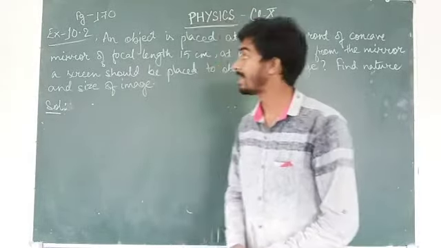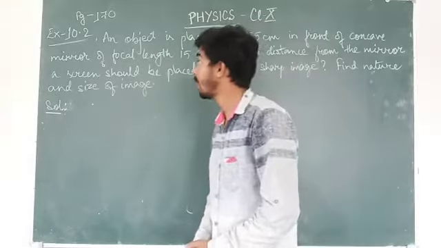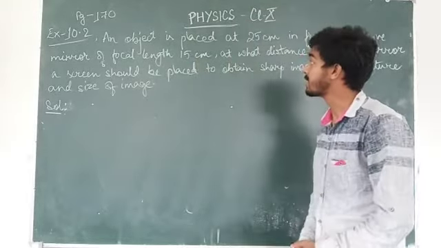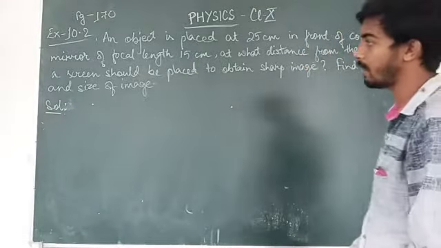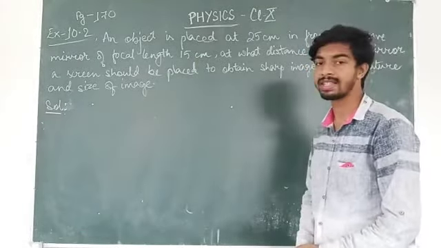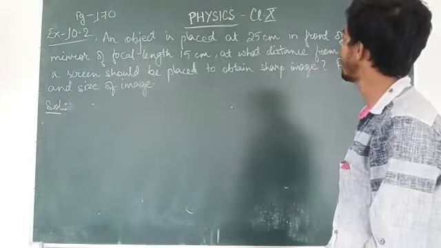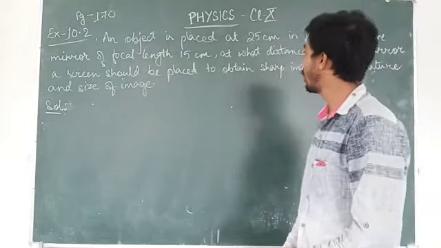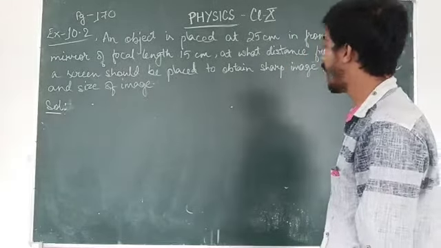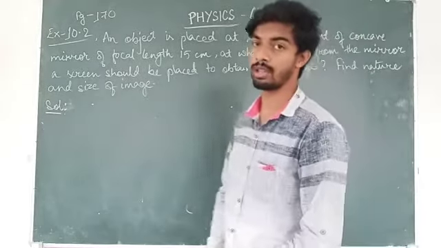So first, let us read what is given in the question. An object is placed at 25 cm in front of a concave mirror of focal length 15 cm. At what distance from the mirror should a screen be placed to obtain a sharp image? Find the nature and size of the image.